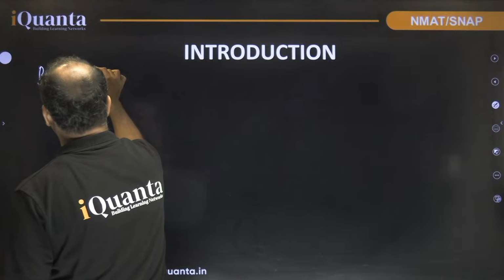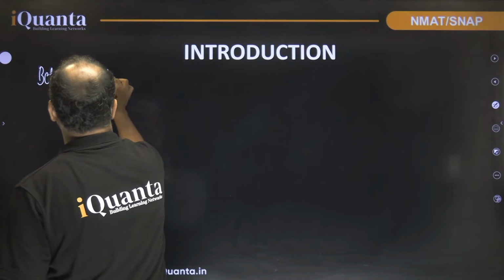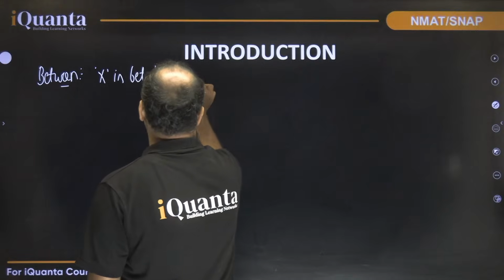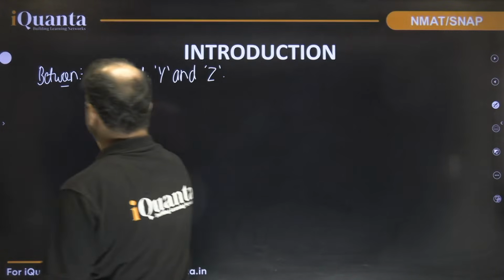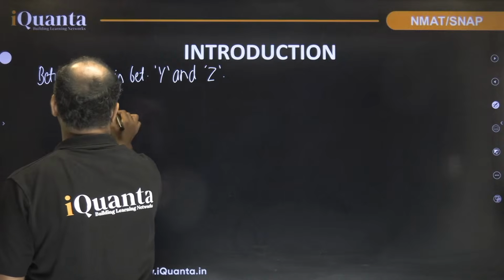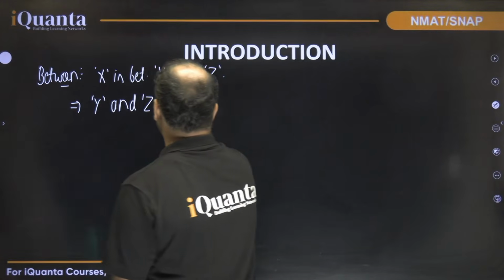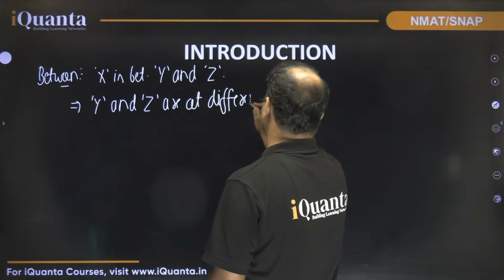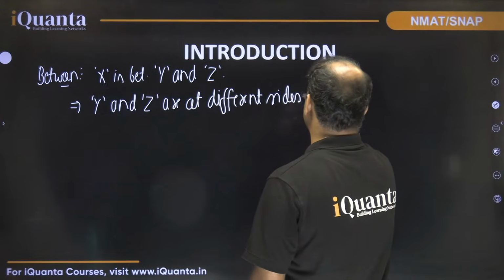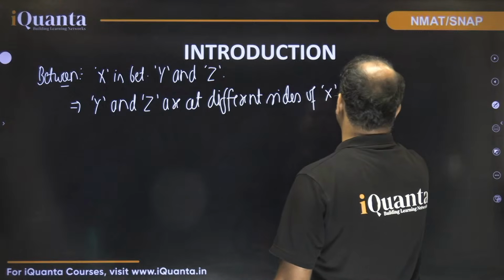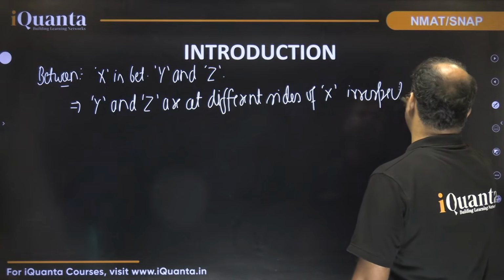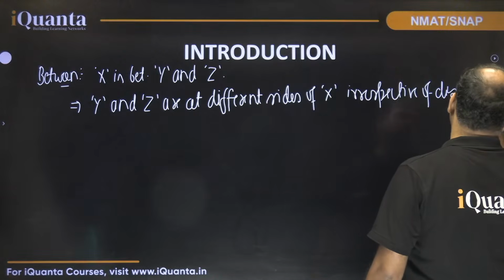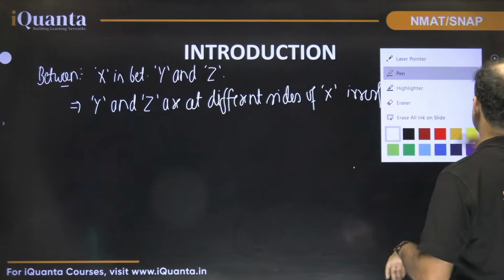Okay, what is between, by the way? Okay, guys, let's say if they are saying that, just an example, X is between Y and Z, okay? So what is the interpretation of this? Its interpretation is that Y and Z are at different sides of X, irrespective of the distance. What does it mean, guys? Okay, let me show you with the help of an example again, right?